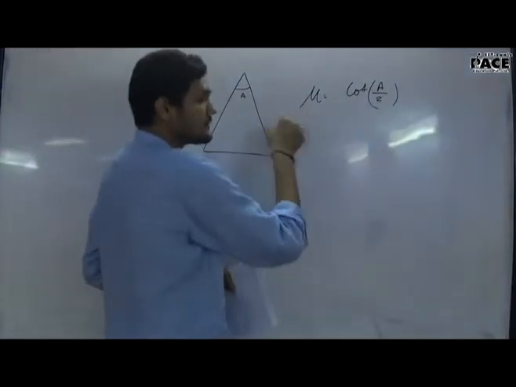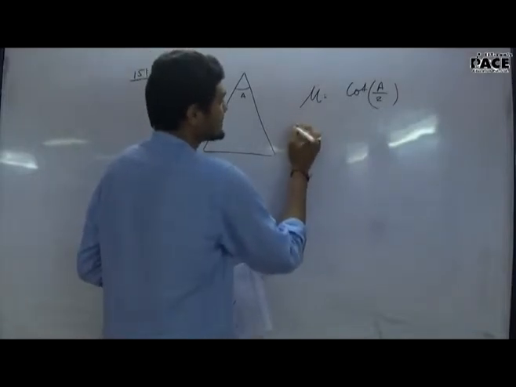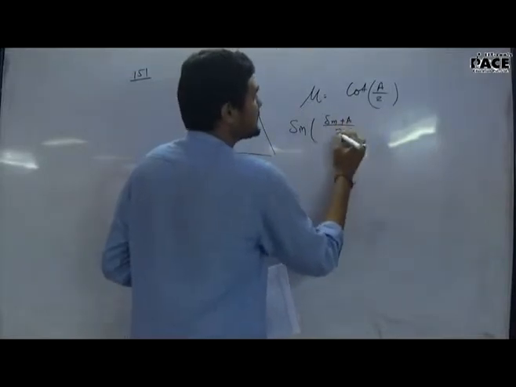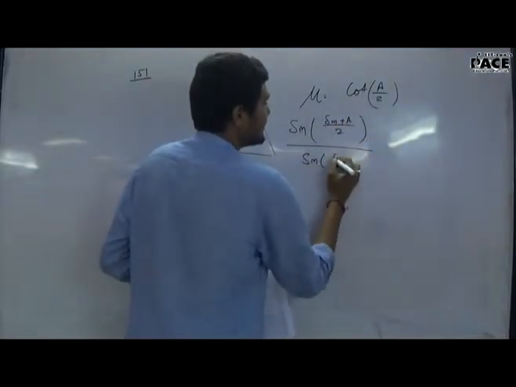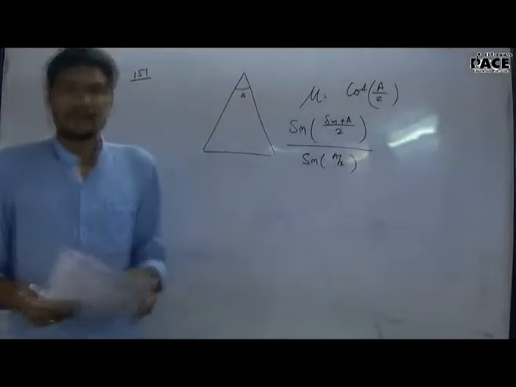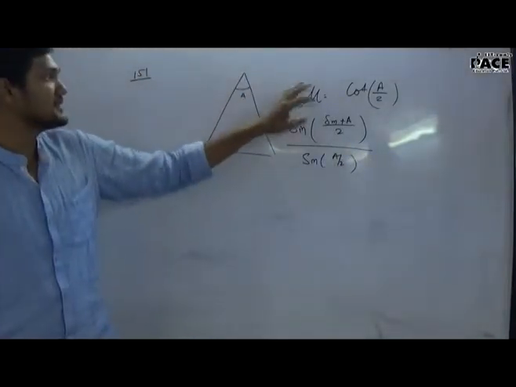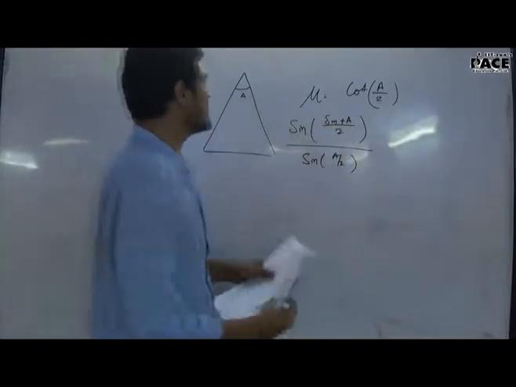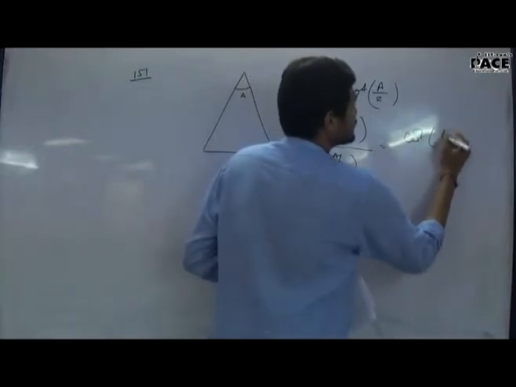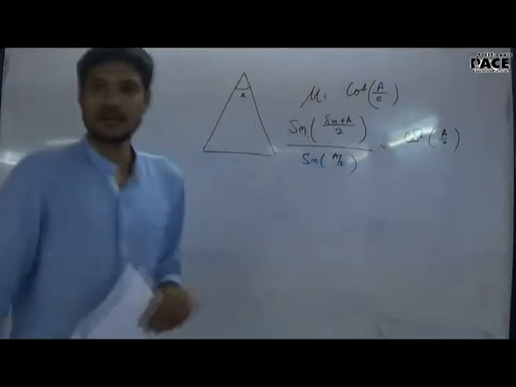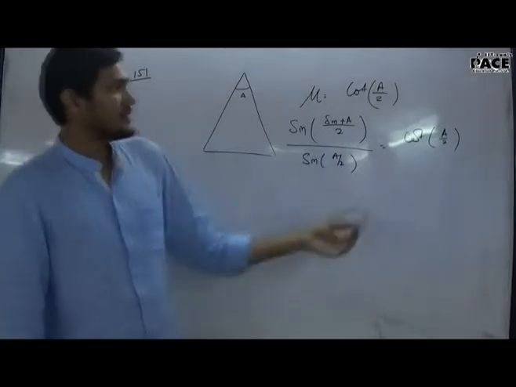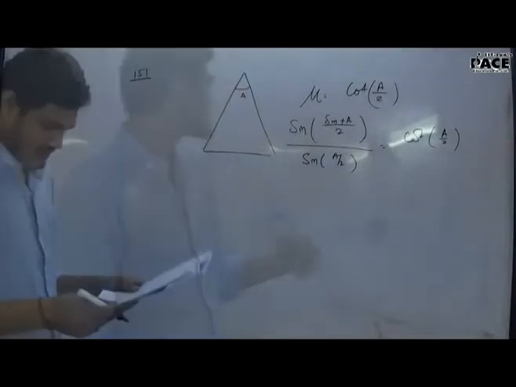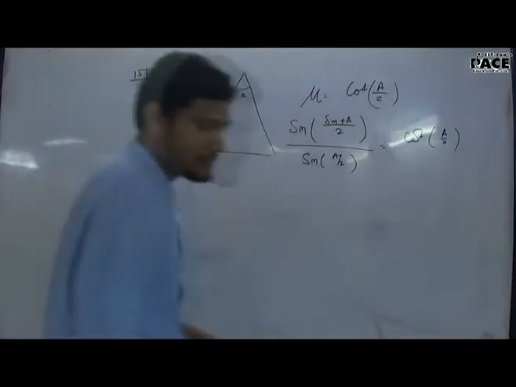As we know from the properties of a prism, the refractive index is given by this equation: sine of (delta m plus A) by 2 upon sine A by 2. And this value is given as cot A by 2. Just by simple properties of trigonometry, we can write cot A by 2 as cos A by 2 upon sine A by 2.